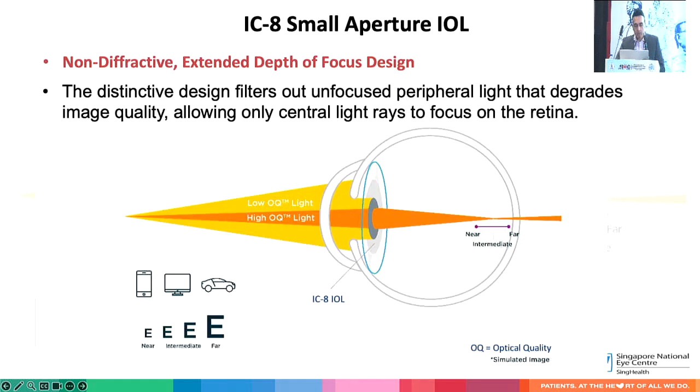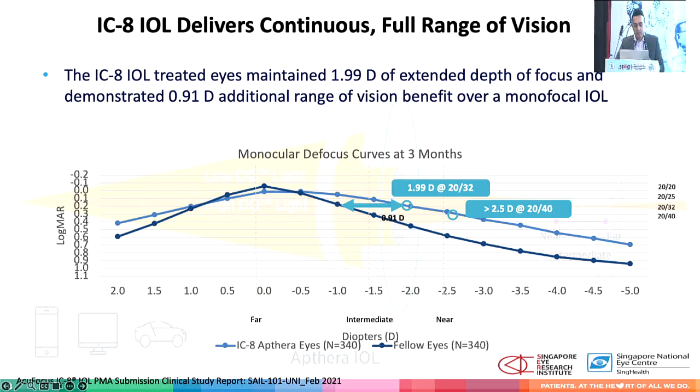This is the principle of the lens. It's quite simple. It has a mask on the central part of a hydrophobic lens, so it only looks at the light rays from the central 1.3 millimeters, and the rays around that are masked from the surface. If you compare the defocus curves in normal eyes, you will see a shift of about 2 diopters of extended depth of focus from a standard monofocal.